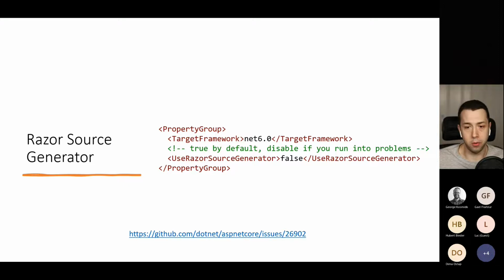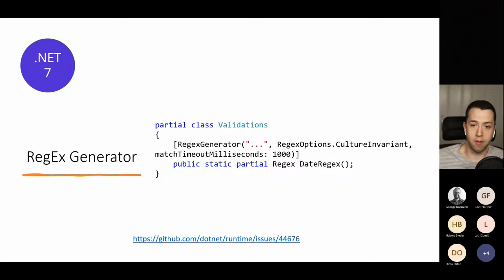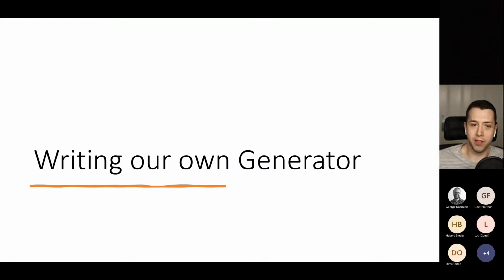Then the Razor source generator is on by default. There's also a way to opt out if someone has problems. It worked for me, but it's still good to know that there is an escape hatch to fall back to the logic that we had in .NET 5 and previously. Then the logging source generator is quite easy to use, finds your logging instance and emits these calls. And in .NET 7, we now got the regex generator. But it would not be half the fun if we couldn't write our own generators, so we can actually do that. And I want to show you this in a short demo.